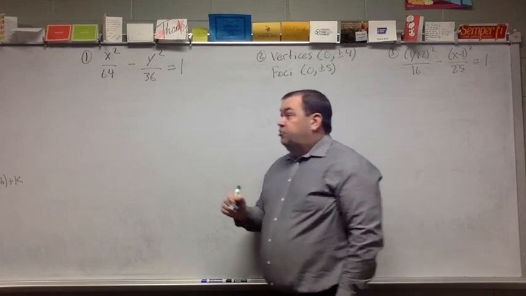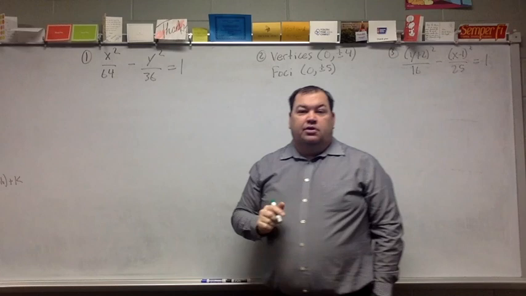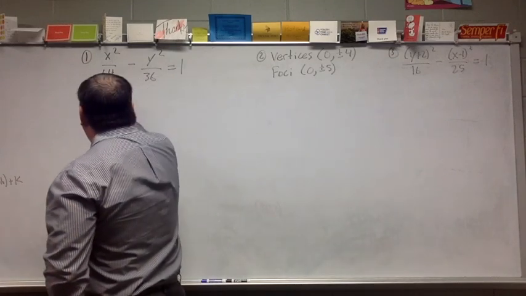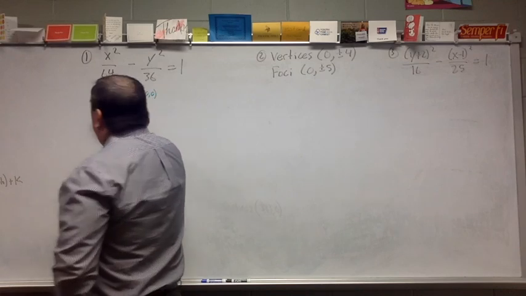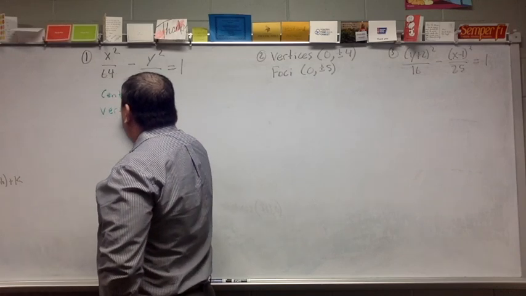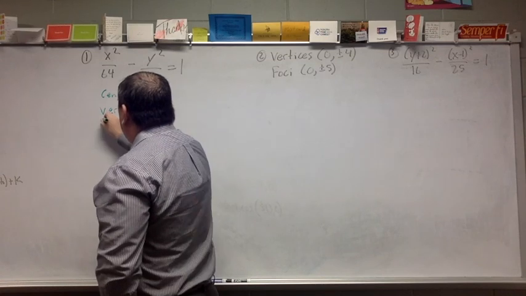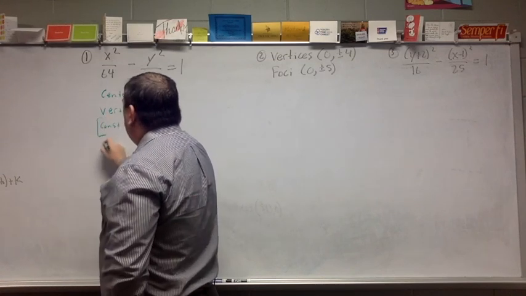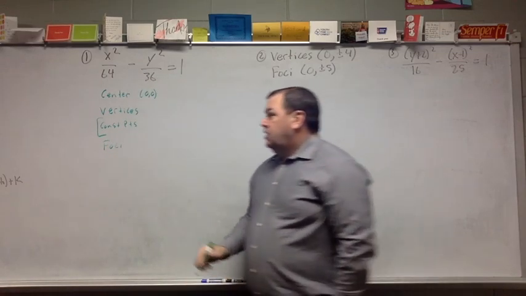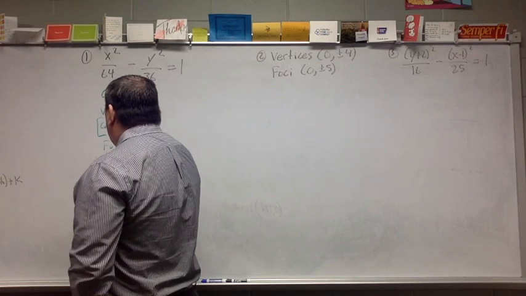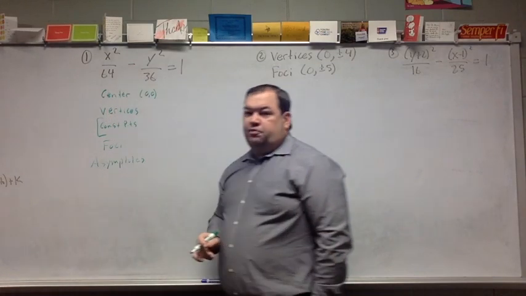For our first example, we're going to start with a hyperbola that's centered at 0, 0. So I'm going to go ahead and mark that down. We're going to have to find the vertices, the construction points, and the foci. Okay, those are the main parts. I'll add to that the asymptotes to help us with our actual construction.